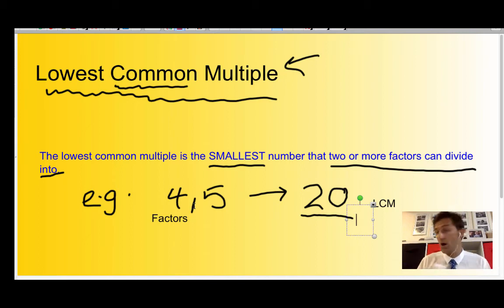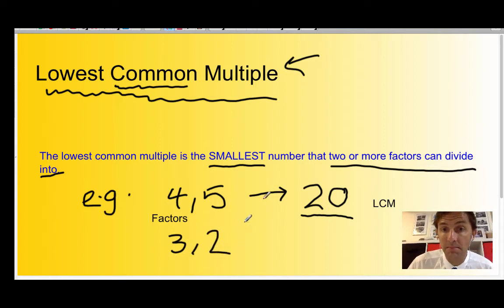Let me do another one. I'm having such fun. What about 3 and 2? What is the smallest number that 3 and 2 can divide into? What is the lowest common multiple of 3 and 2?